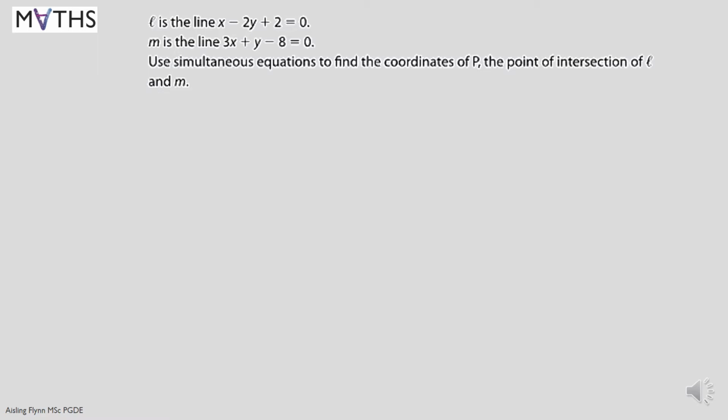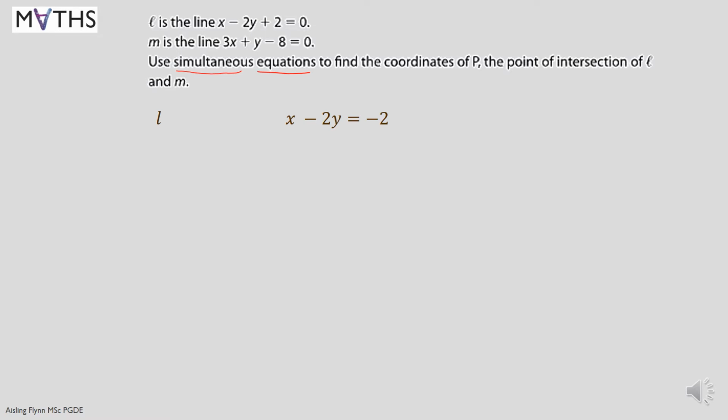So L is the line x minus 2y plus 2 equals 0, and M is the line 3x plus y minus 8 equals 0. Use simultaneous equations to find the coordinates of P, the point of intersection of L and M. So we're specifically told in this question to use simultaneous equations. You may not always be instructed to do that. So we're going to start with line L and make some adjustments.